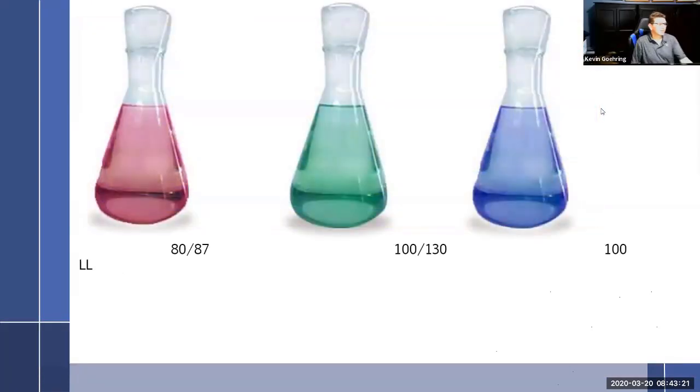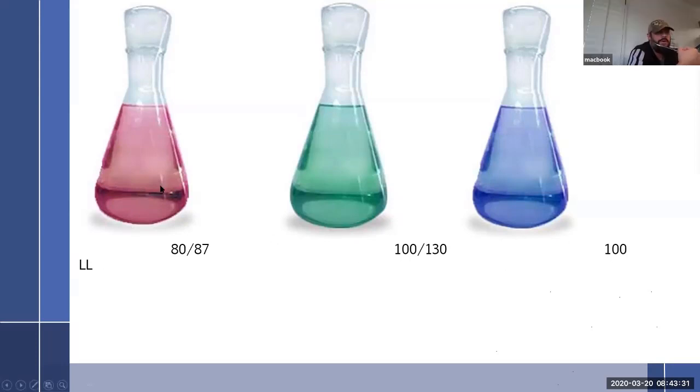There we go. So these are the 3 choices, not necessarily around anymore. And this LL belongs over here. Isn't it the blue current? So we had red, which is 80/87. We had green, which was 100/130. I've never actually seen a real sample of this. And we have the blue, 100 low lead. And it's stained this way so that we can identify it.